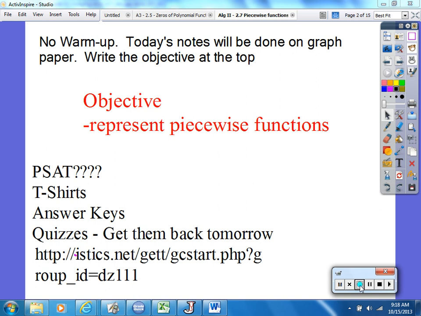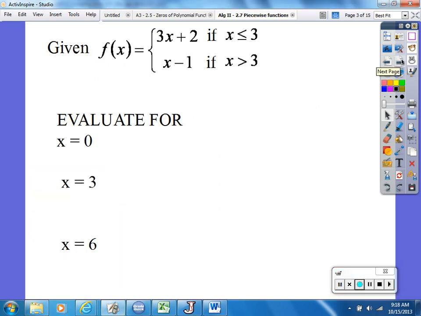So we're going to start with just some basics. And this is what a piecewise function looks like. Meaning I've got two separate pieces here, two different functions with two different constraints. Go ahead and copy that down beside graph 1.